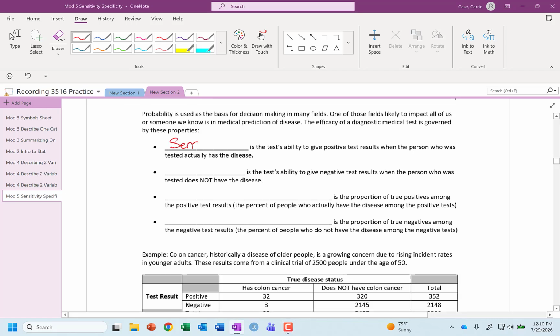Sensitivity is the test's ability to give a positive test result when a person who was tested actually has the disease. So that is the probability of getting a positive test result given the person is disease positive or has the disease.